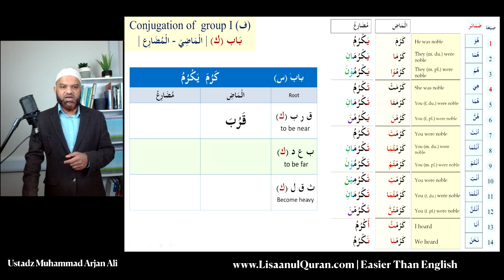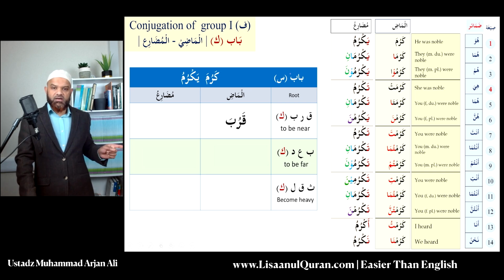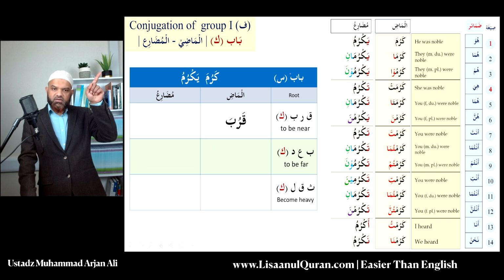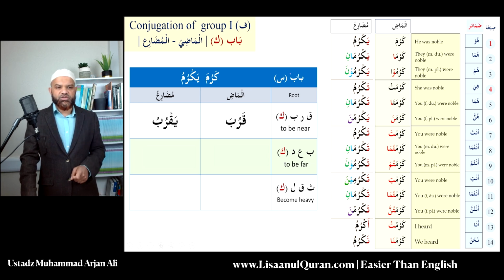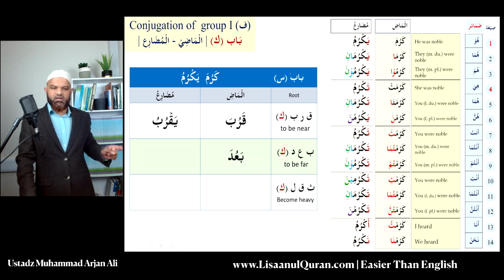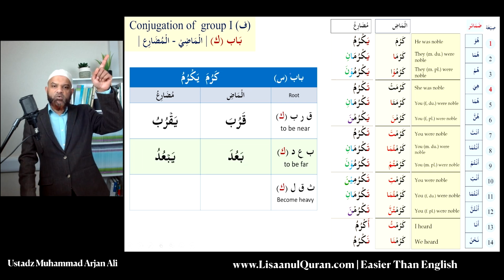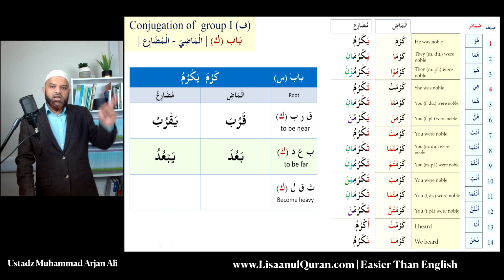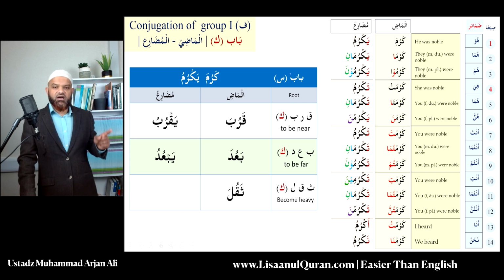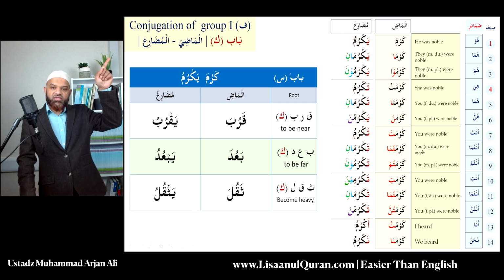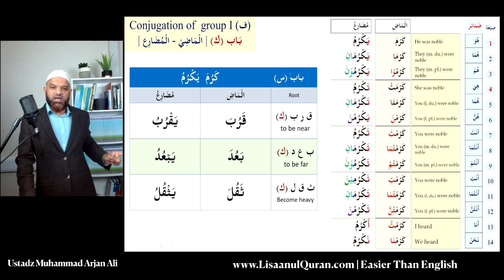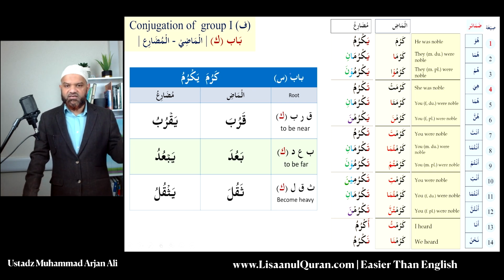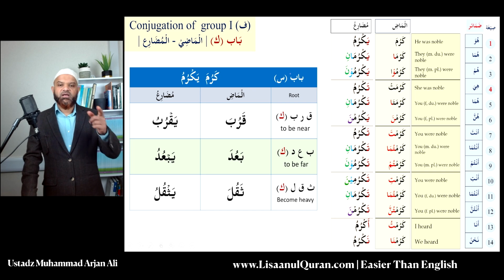Okay, let's go through them now. We have Qaruba. What should be this one? Yaqrubu. And next we have Ba'uda. Yab'udu. Then Tha, Qaf, Lam. We have Thaqula. Yathqulu. And you can see that, inshallah, it's relatively easy because you know how to do karuma yakrumu.